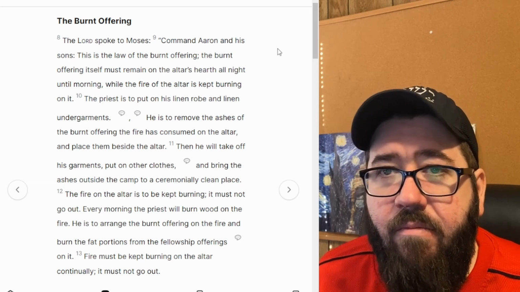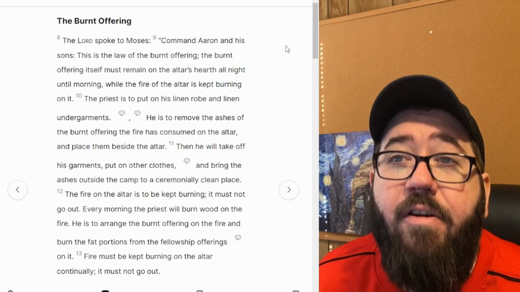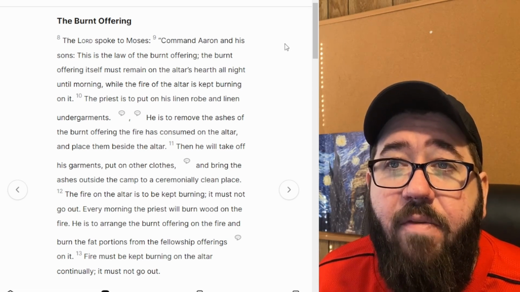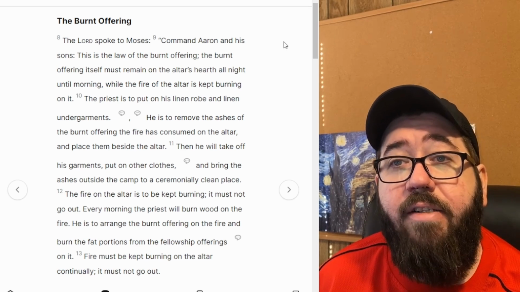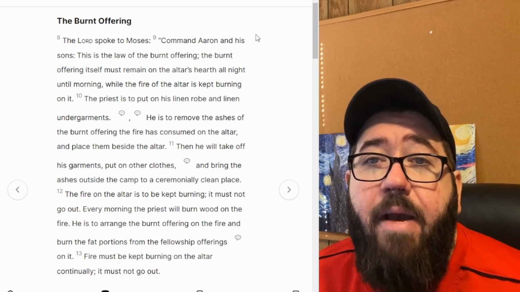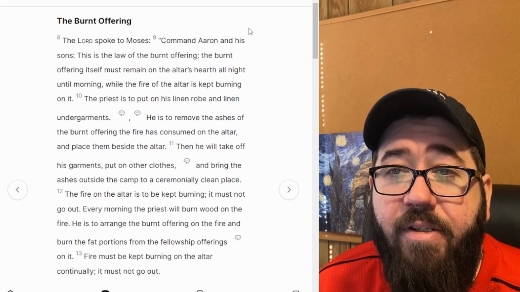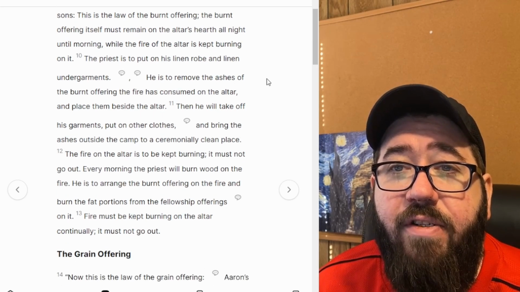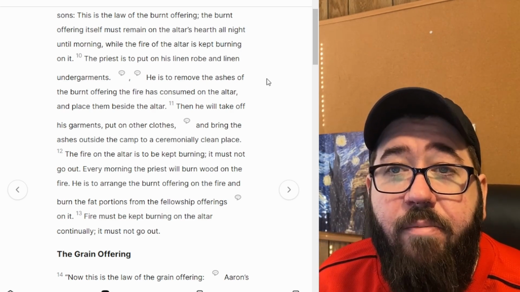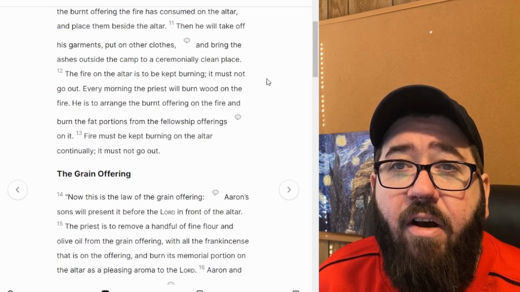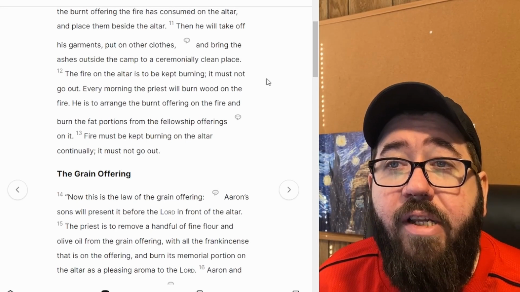Okay. Verse 8. The Lord spoke to Moses, "Command Aaron and his sons, this is the law of the burnt offering. The burnt offering itself must remain on the altar's hearth all night until morning, while the fire of the altar is kept burning on it. The priest is to put on his linen robe and linen undergarments. He is to remove the ashes of the burnt offering the fire has consumed on the altar and place them beside the altar. Then he will take off his garments, put on other clothes, and bring the ashes outside the camp to a ceremonially clean place.